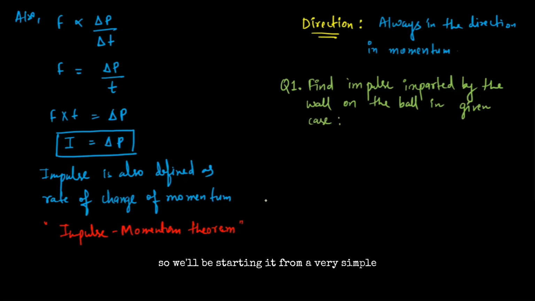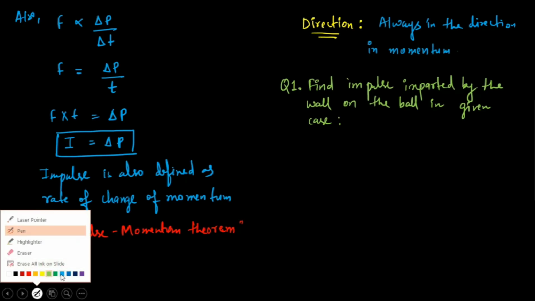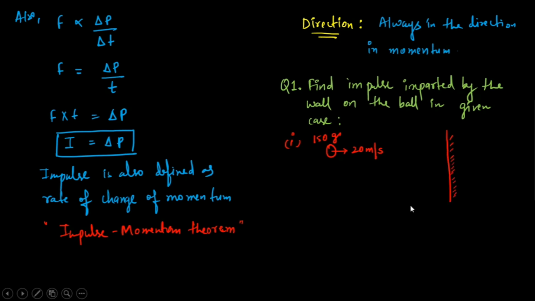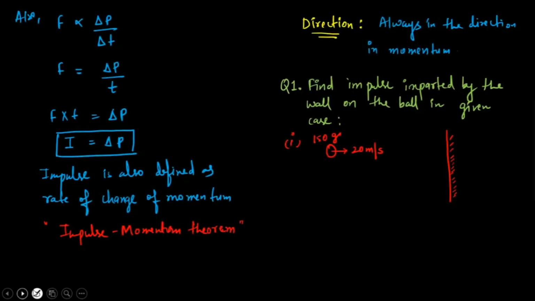So we'll be starting from a very simple, easy case, and then gradually we'll try to increase our level of understanding. So the first case: the ball was traveling with some speed, 20 meters per second, having mass 150 grams. This ball was traveling in a straight line and finds that there is a wall. So because of this wall, what is supposed to happen?